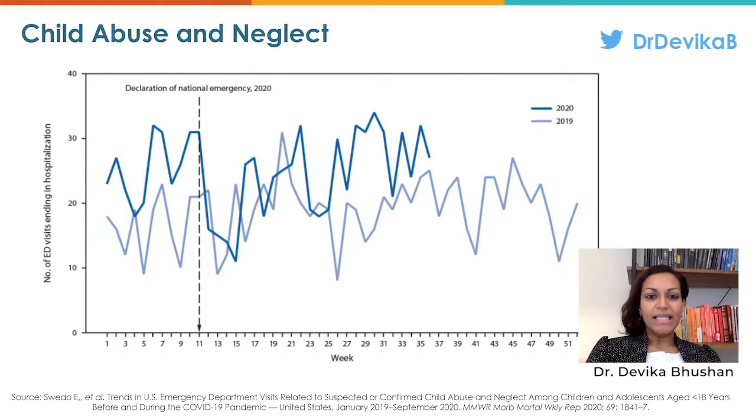This shows ED data from January 2019 to September 2020. The 2020 data is in dark blue, the 2019 data is in light blue for comparison. What you can see here is that after the national health emergency was declared in March of 2020, the number of emergency room visits related to either suspected or confirmed child abuse and neglect that ended in hospitalization rose significantly. So these were the events of really serious cases of child abuse and neglect.